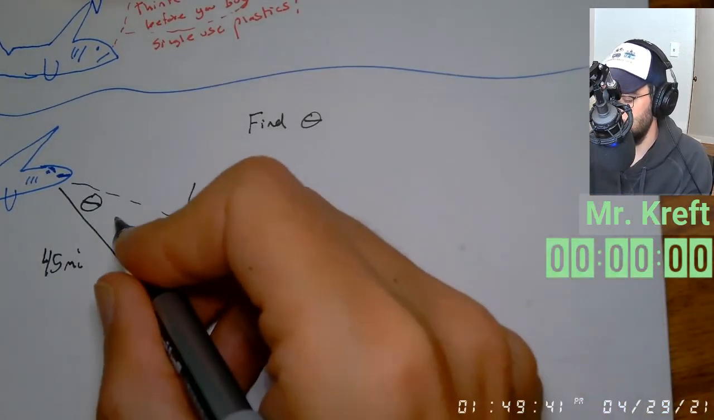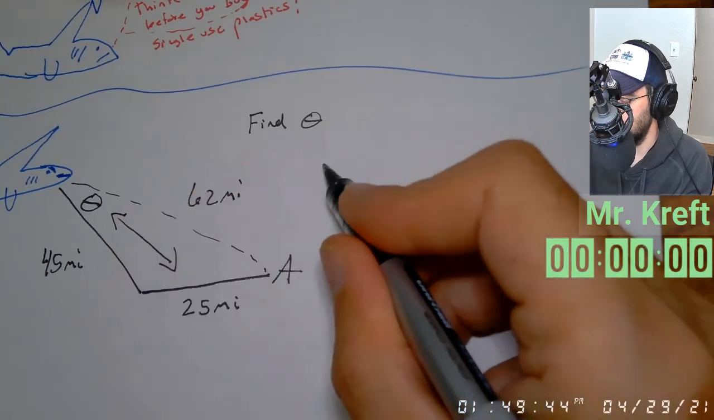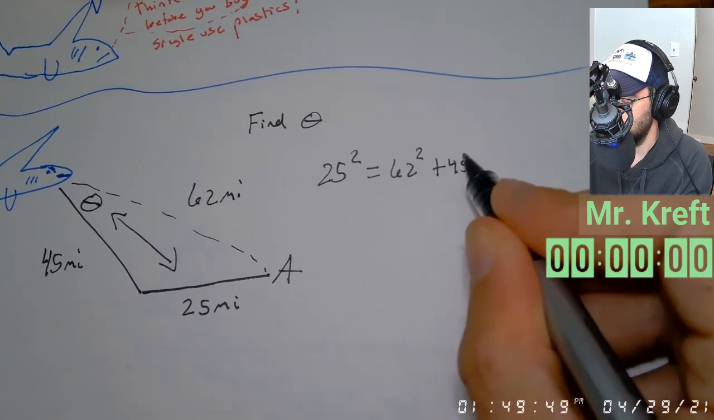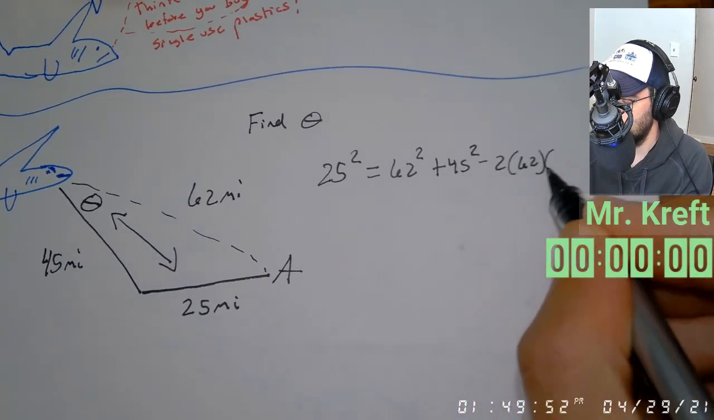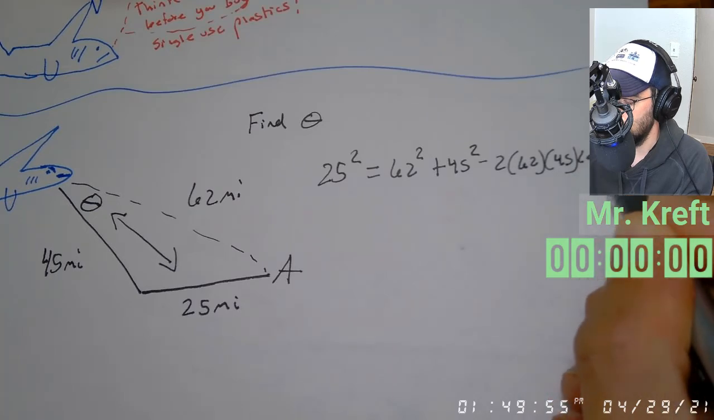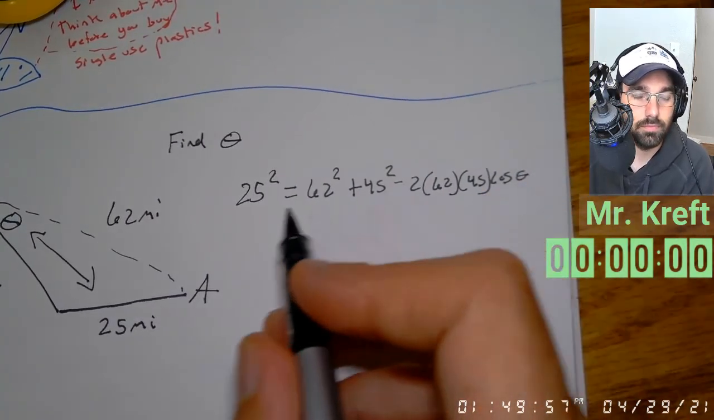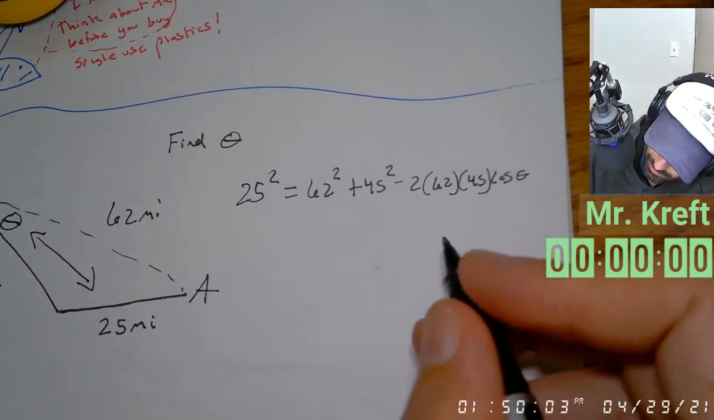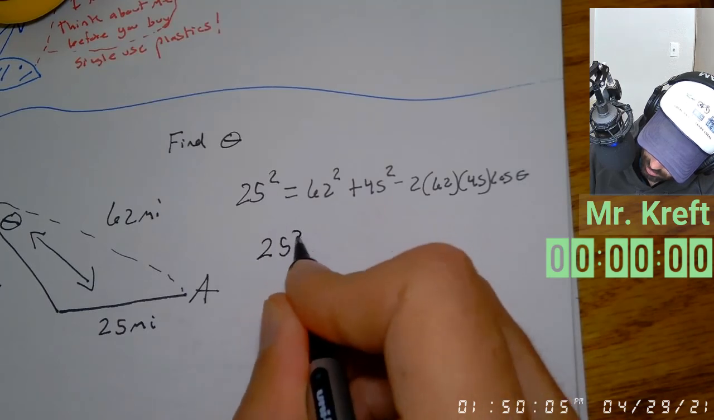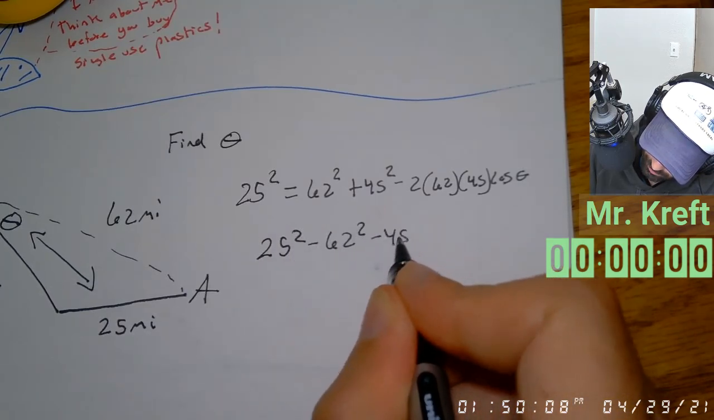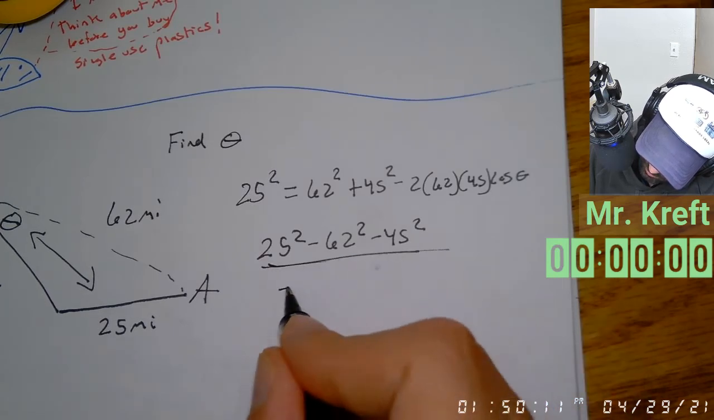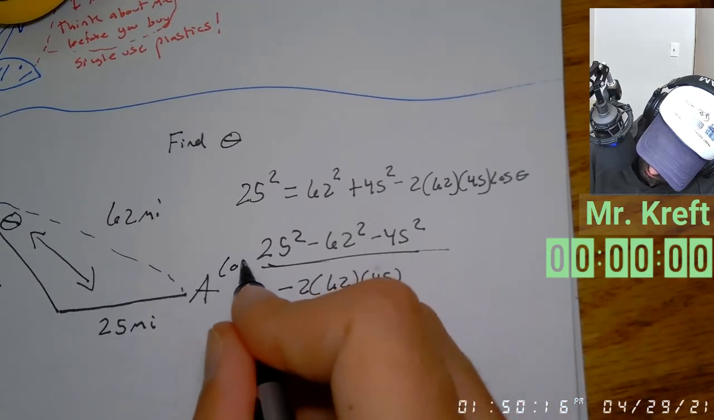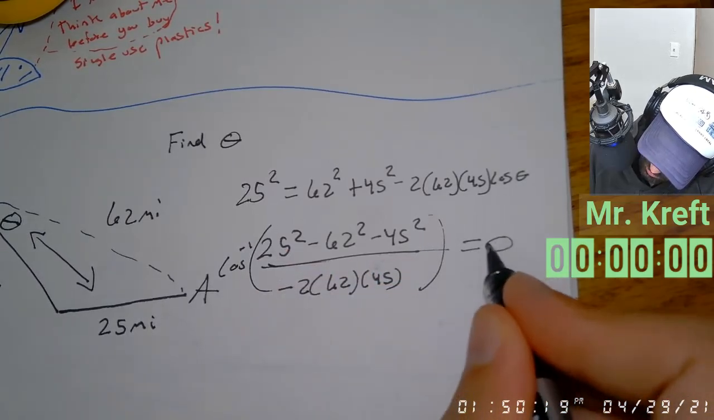So we're gonna find this angle. So again, we always go with the sides opposite of each other. So I'm gonna have 25 squared equals 62 squared plus 45 squared minus 2 times 62 times 45 cosine of theta. Okay, hopefully this is enough practice for you guys to feel comfortable with this. So I'm gonna go ahead and solve this. So I'm gonna get 25 squared minus 62 squared minus 45 squared, all over negative 2 times 62 times 45, and then cosine inverse of all of this equals theta.